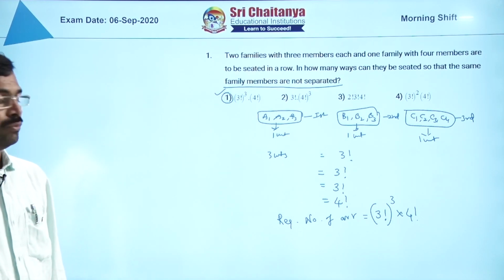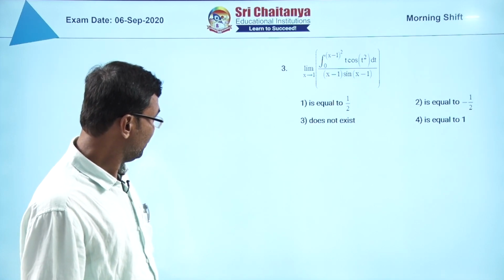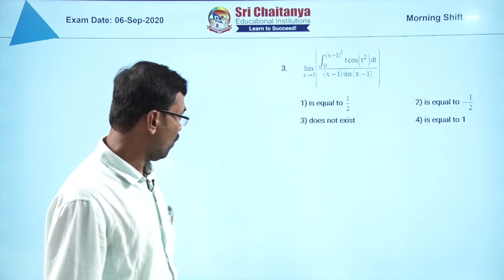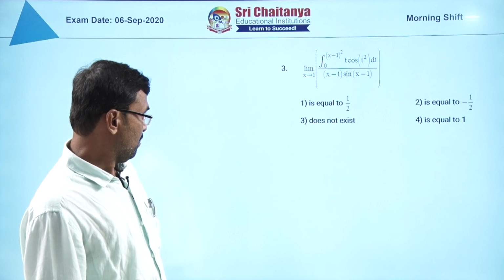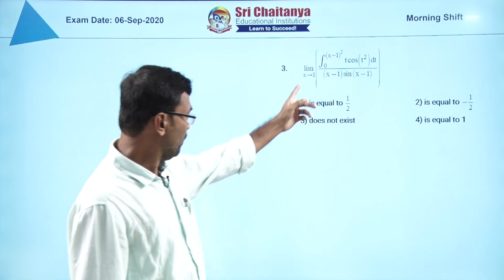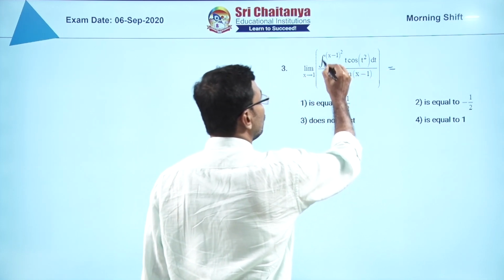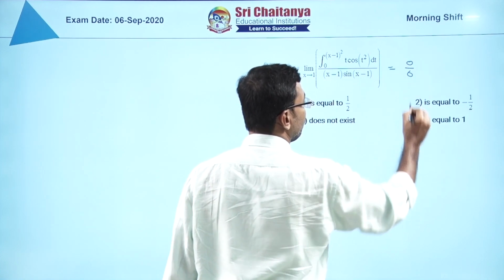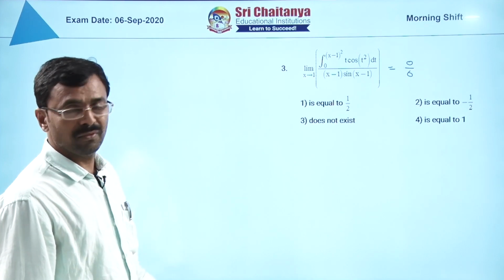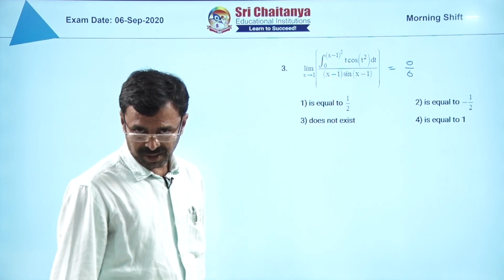Now, let us go to the second question. Okay, it is a limits problem, in which a definite integral is also involved. So, first in limits we will apply the limit. If I apply the limit x tends to 1, it is becoming 0 by 0 form. When 0 by 0 form, we will apply L'Hospital's rule, derivative of numerator by derivative of denominator.